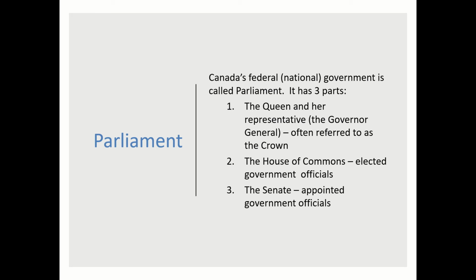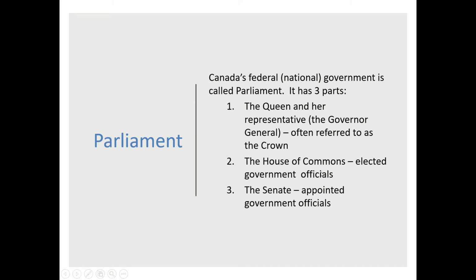In particular, our federal government is represented by our Queen and the representation that England still has with regard to the government of Canada. So the Queen and her representative. Her federal representative is the Governor General. We sometimes refer to them as the Crown and their influence on government.